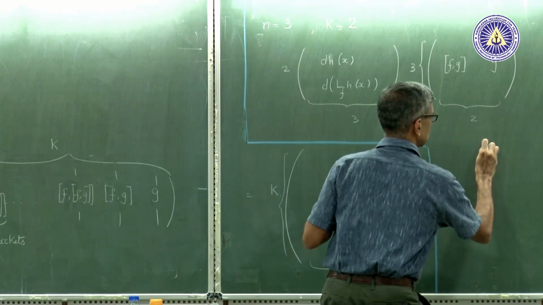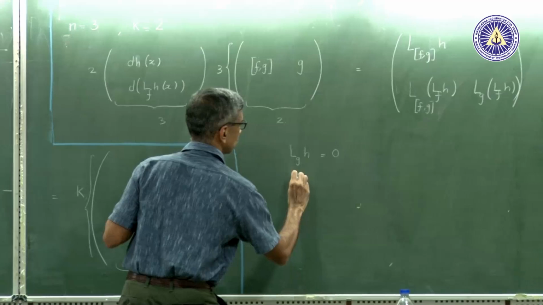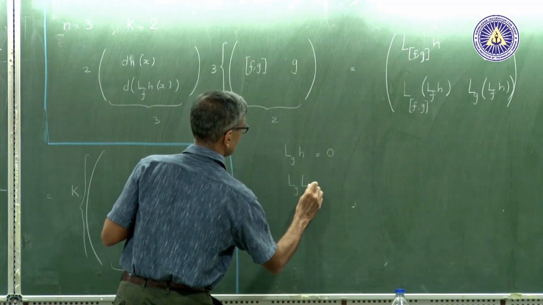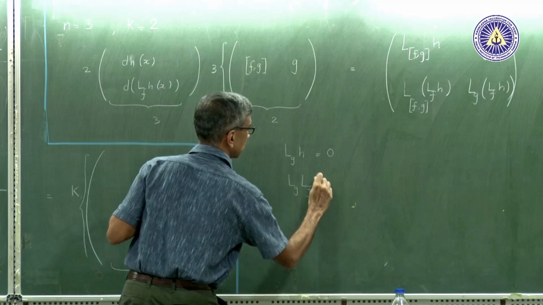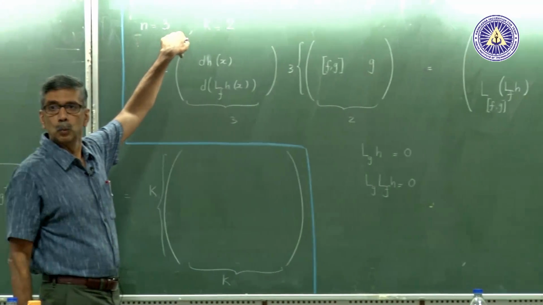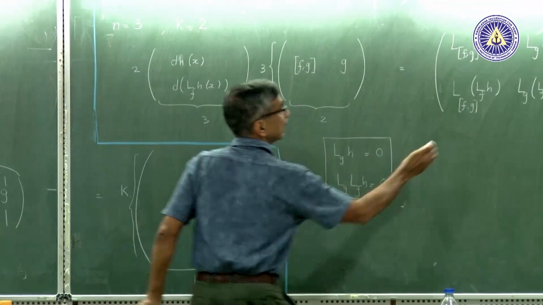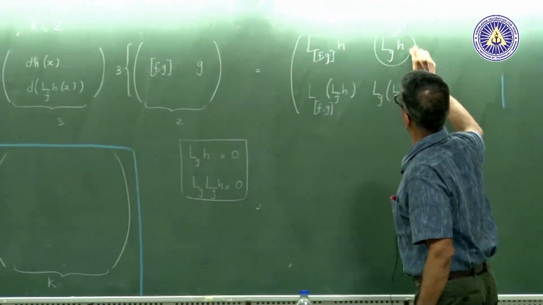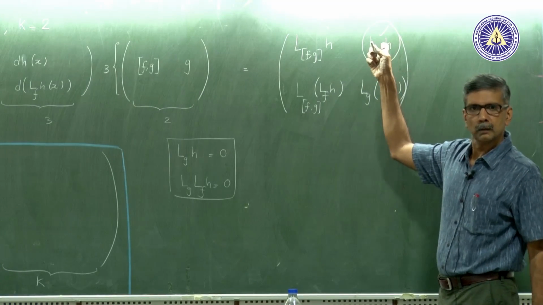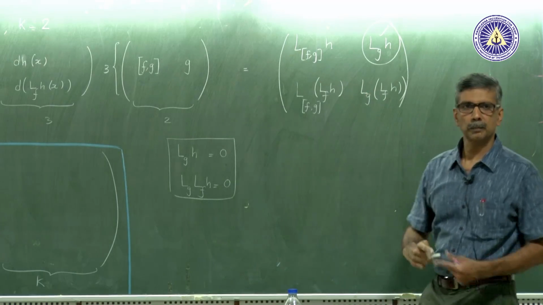This means what? LgH equals 0 and LgLfH equals 0, correct? Relative degree 2. These two are true. Therefore, we can directly say this is 0. What about this term and this term?